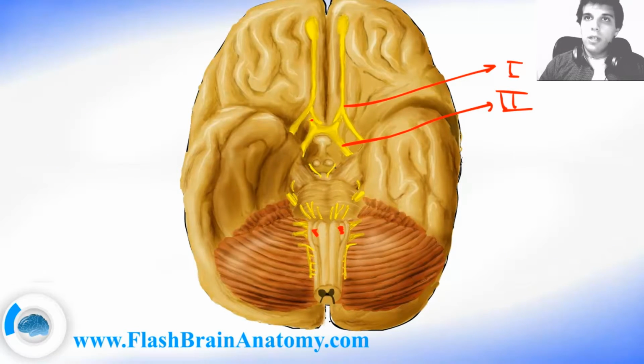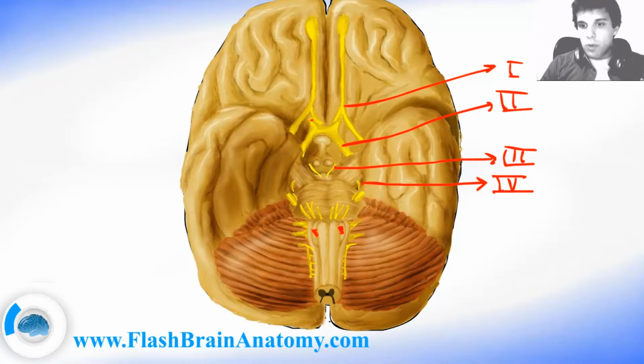Then we have the cranial nerve number 3, which is the oculomotor nerve. It innervates the superior oblique muscle of the eye. And then we have the cranial nerve number 4. Number 4 innervates the sphincter muscle of the pupil and also innervates the ciliary muscle in the eye.